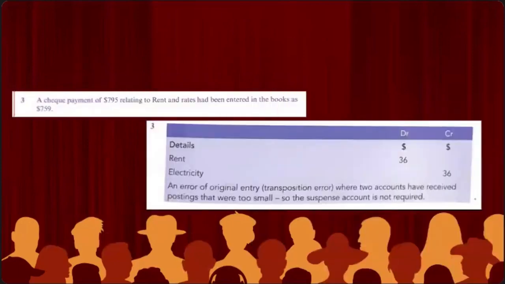Next is a cheque payment of 795 relating to rent and rates had been entered in the book as 759. We correct this by debiting the difference, so we only record the difference of the two amounts. Since the real amount is more than what was recorded before, we add to the rent expense. So the correcting journal is debiting rent account by 36, which is the difference, and crediting the bank by 36, the same in credit.